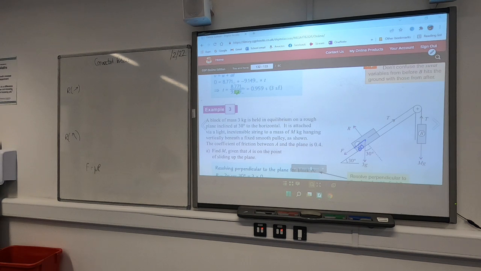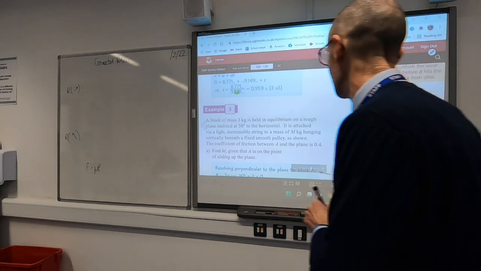What you can't see, you just have T equal to mg. Yes, simple as that.